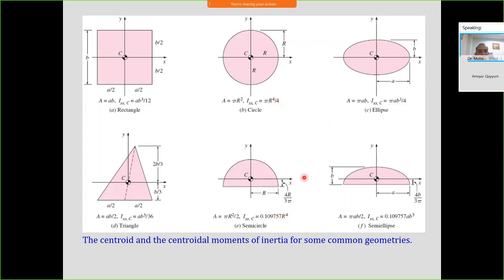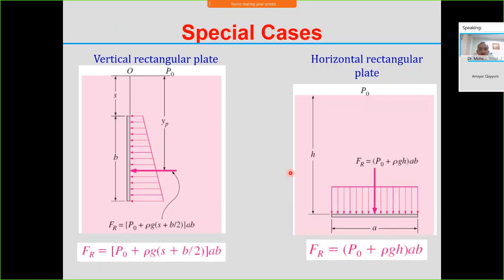Special case: if it is a vertical rectangular plate, the centroid of the surface will be at the center of the surface, but YP is not the same as the centroid of the surface. But in the case of a horizontal rectangular plane, the centroid and also the center of pressure occur at the same location.